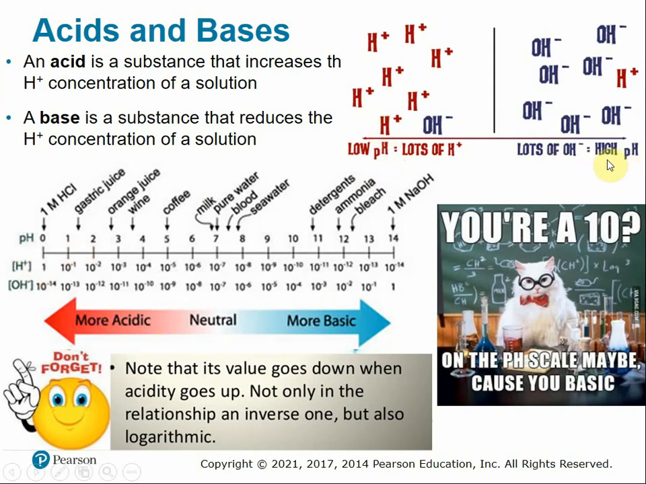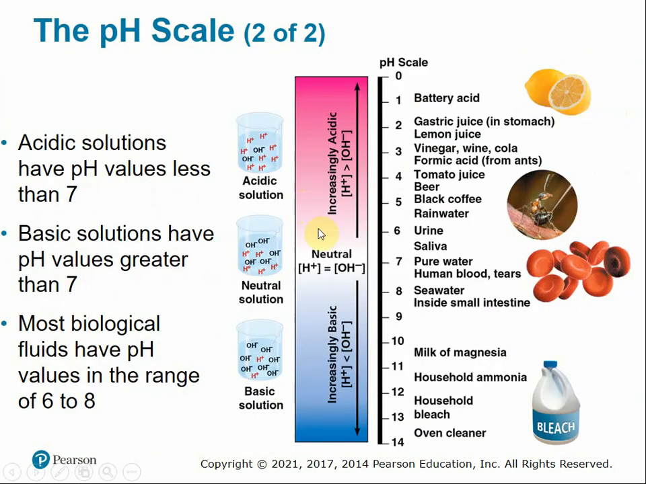Higher pH values are less acidic and have fewer hydrogens. So everything below 7 on the pH scale is considered acidic. We said pure water was just neutral, so it has an equal amount of hydrogens and hydroxyls. So urine is slightly acidic. We get into things like tomato juice, vinegar, lemon juice, battery acid, which are some of the most acidic substances on this scale. Basic solutions are greater than 7.